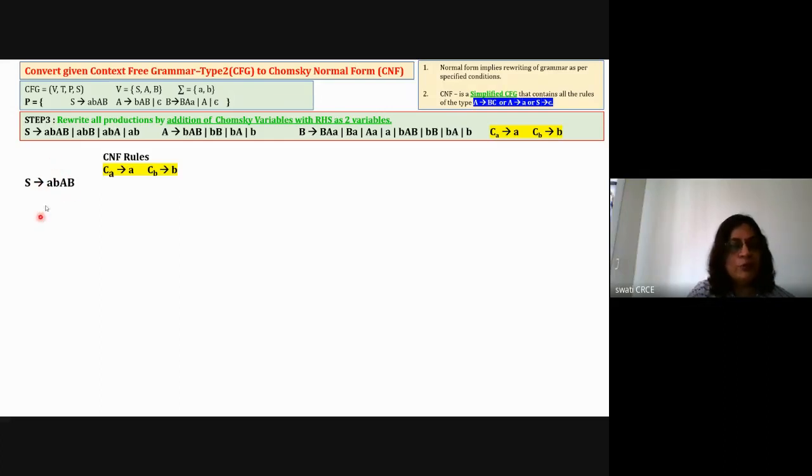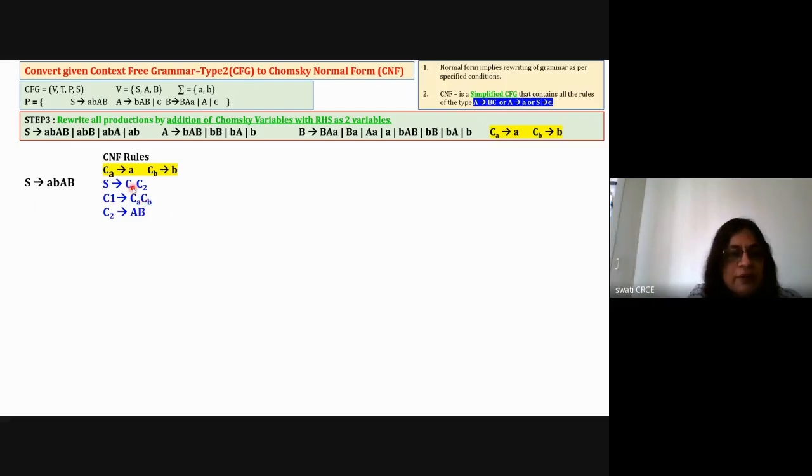If I want to remove this, I have to rewrite it in this Chomsky normal form. So what can you do here? I can split it into 2 parts. I'll say that S is equal to C1 C2. Okay, I'll divide this into 2 parts. So I'm introducing two different new Chomsky variables again. So total 4 variables are there now. So I've introduced C1 and C2, and I'm saying that S is nothing but C1 C2.